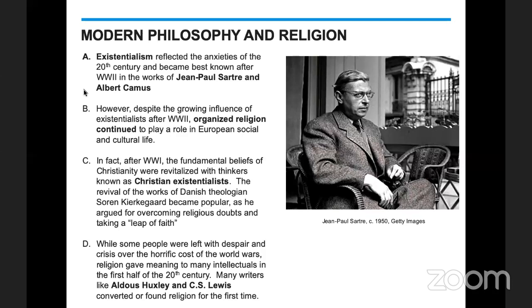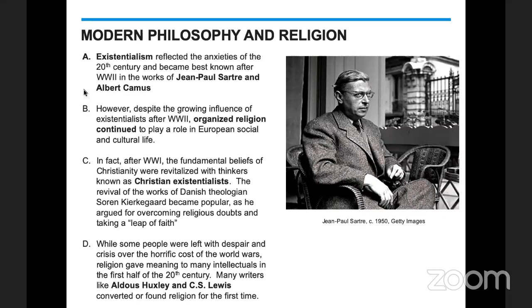And we'll see as we move forward, and I'll come back and talk a little bit more about literature in a few minutes, that a lot of writers during this time have these conversion experiences or for the first time find religion. And some examples of that are Huxley, and you may have read in school Brave New World, or C.S. Lewis, who I think is most famous for his Chronicles of Narnia, which was a childhood favorite of mine.